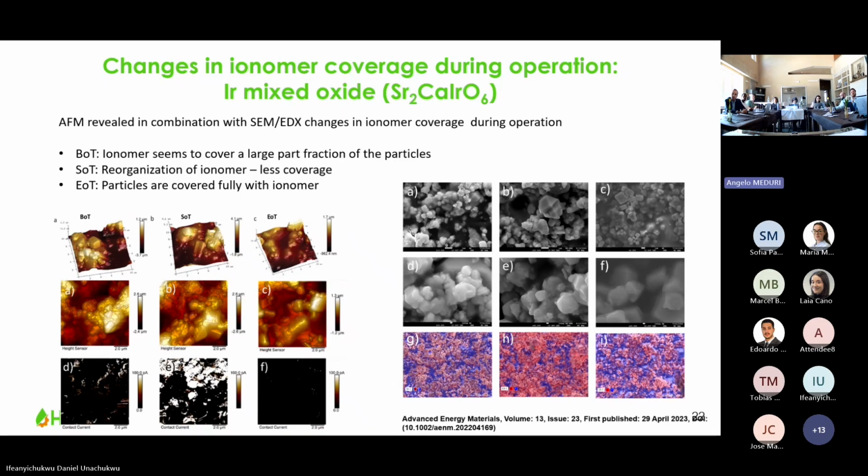Another example is shown here for a rhenium mixed oxide catalyst, which we developed at DLR. At the beginning, the catalyst is completely covered with the ionomer. And after the break-in procedure, the ionomer is no longer completely covering the catalyst. Interestingly, after long-term operation, we saw this also in ion-cut samples. The catalyst is really pressed into the membrane, but the performance was not much lower.